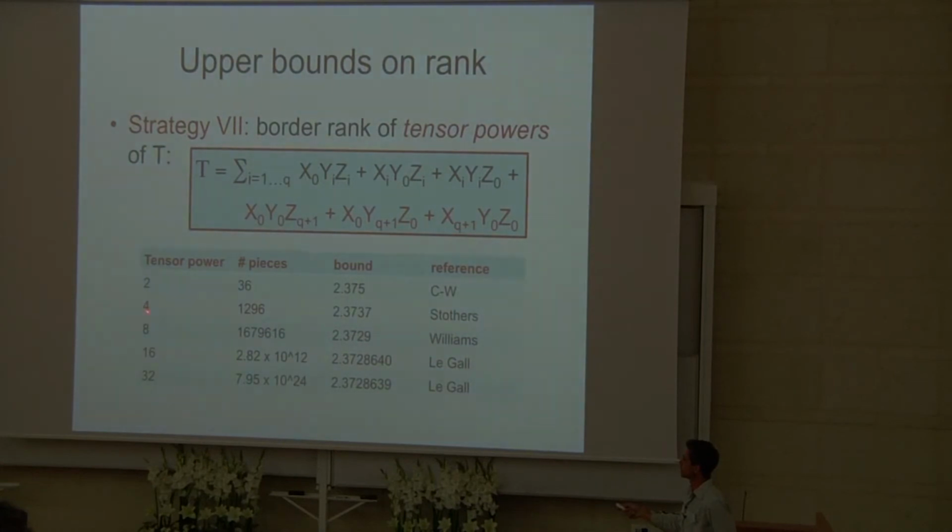Stothers analyzed the 4th tensor power, got a small improvement. Williams the 8th tensor power and got a small improvement. And then Le Gall was able to analyze the 16th and 32nd power. And then you can see that the number of pieces becomes very large very fast. Obviously, they're not doing optimization over this number of variables. There's symmetries and so on that are exploited. But these are the bounds that they get. And I think, at least the data so far suggests that there's sort of diminishing returns in this particular approach.